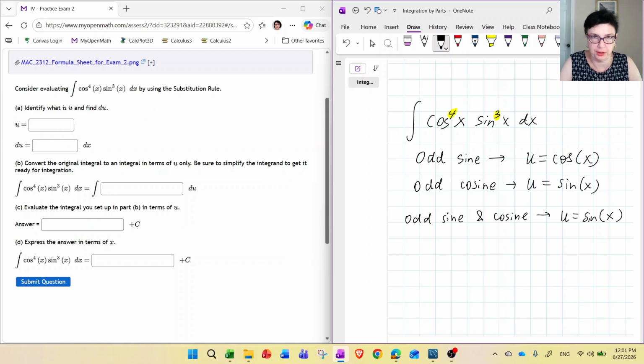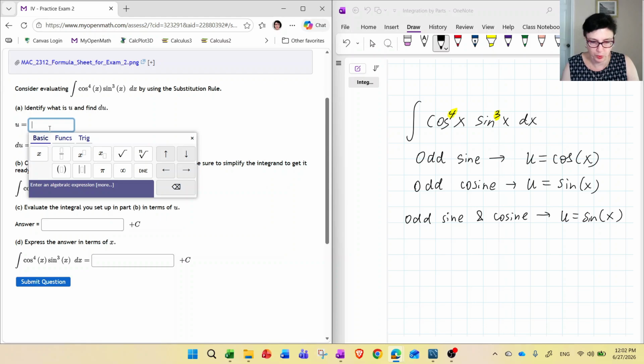Why? Because it's easier. When you take the derivative of the sine function, you get cosine, not negative, so you don't have to worry about the negative. Now, if they're both even, then you cannot do substitution. You will have to use half angle formulas, but that's a completely separate video. This one, though, we only have one odd, and that's sine, so our substitution is going to be cosine.